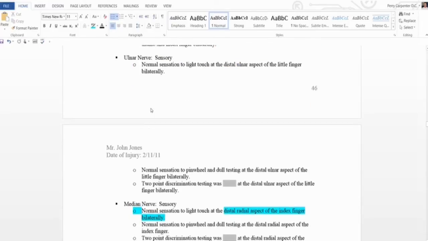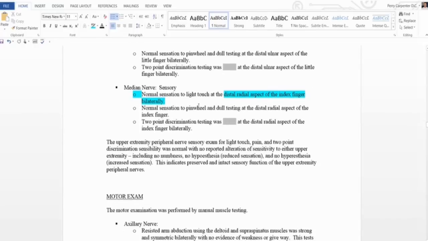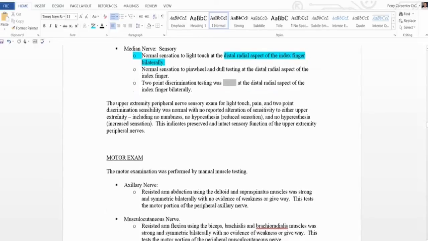Okay, so there's some review of the upper extremity peripheral nerve sensory function. And then what you want to do is provide the reader a summary of your findings with a summary statement. In other words, the layperson reading your report does not know what it means that the sensory exam was normal. What does that mean? What does that indicate? What does that suggest? What does that tell us? The layperson doesn't know. And so you have to provide some explanation for the layperson. And that summary statement could perhaps go as follows.